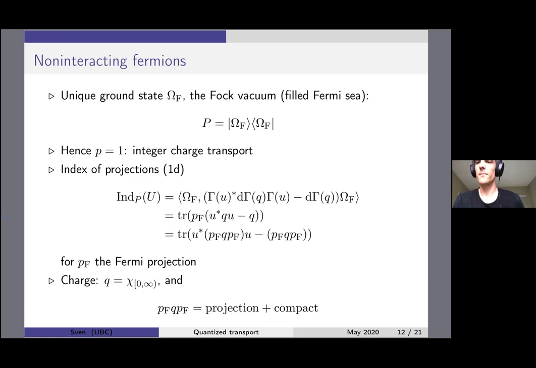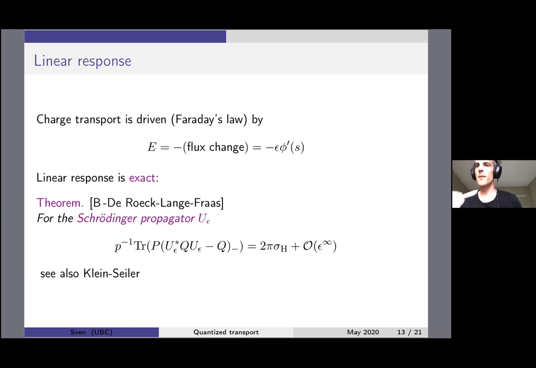Just a quick remark here again. What is the driving in my system? Well, it's the flux. It's the change of flux, so it's the derivative of the flux. But because it's the derivative in time, and I'm in rescaled time s, you get a factor epsilon in front. And so you can prove something else that's joint work with the same two co-authors and Markus Lange.